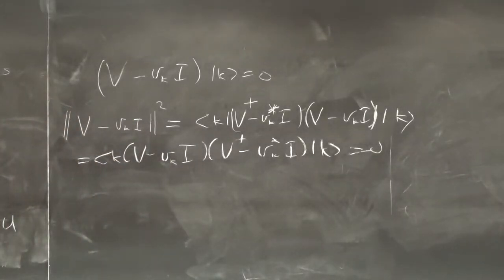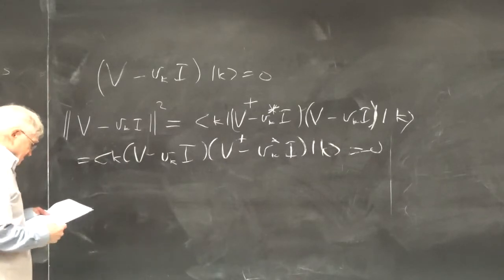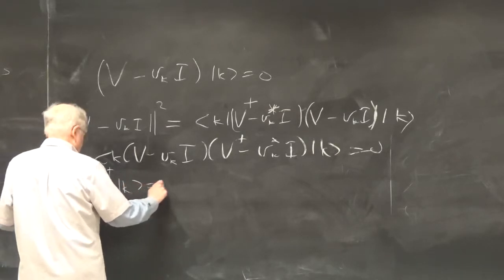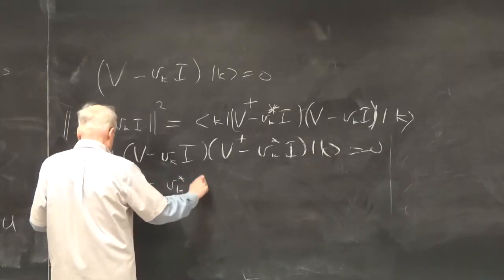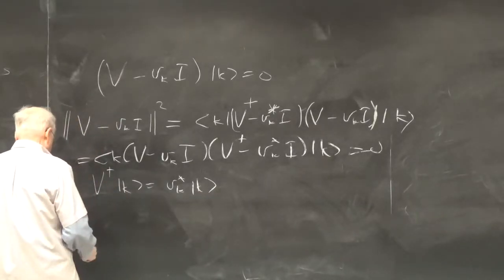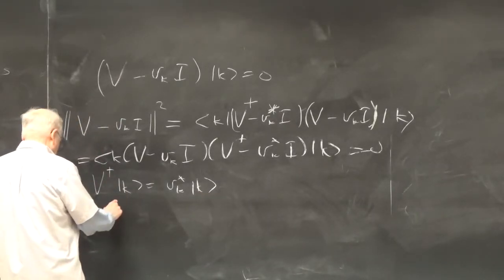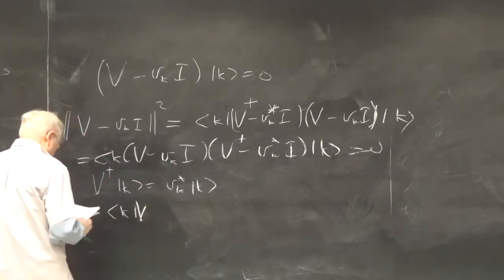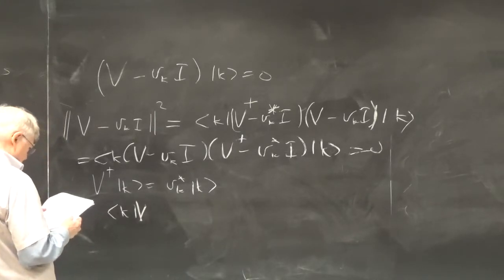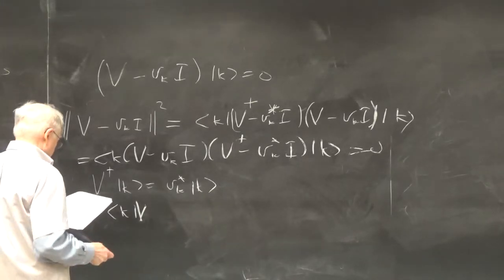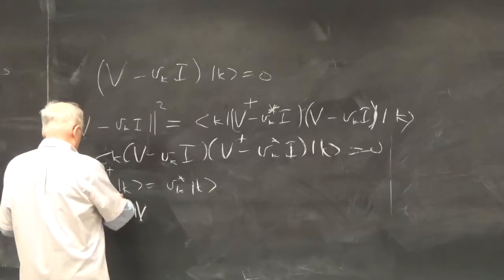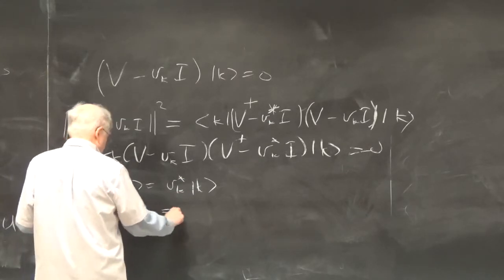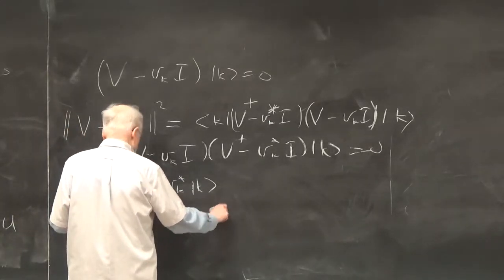And so this tells us that V dagger K is equal to VK star K. Well, we have two relations, actually. We have V dagger K is VK star K, and we also have V K is VK K.